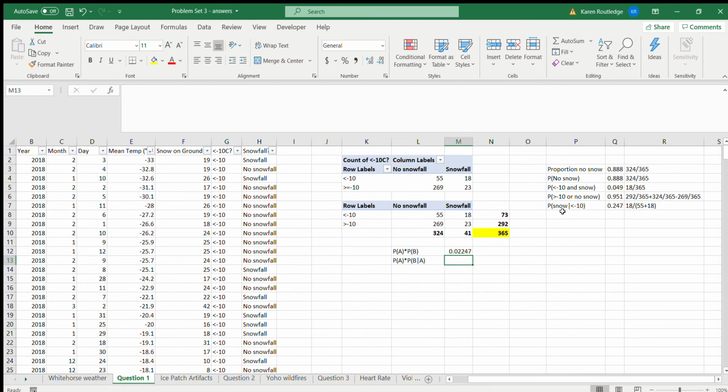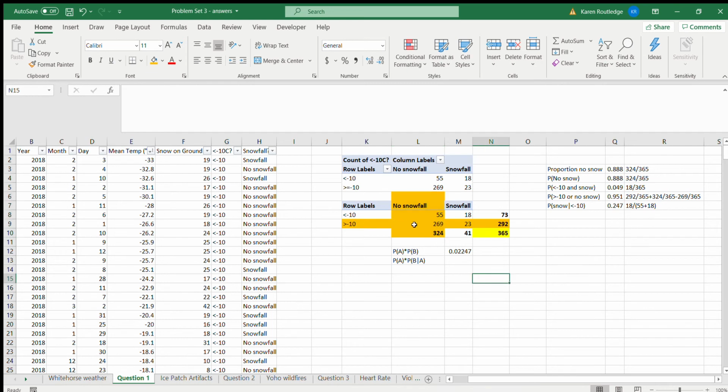For part D, we have the probability of it being greater than -10 or no snow. So this is the OR rule, and it's the OR rule given the table. We have the probability of greater than -10, so that's this row here. Let's put that in orange. So that's the probability of greater than -10, 292 over 365, or no snow. Here's our no snowfall, put that in orange too. So that's 324 over 365.